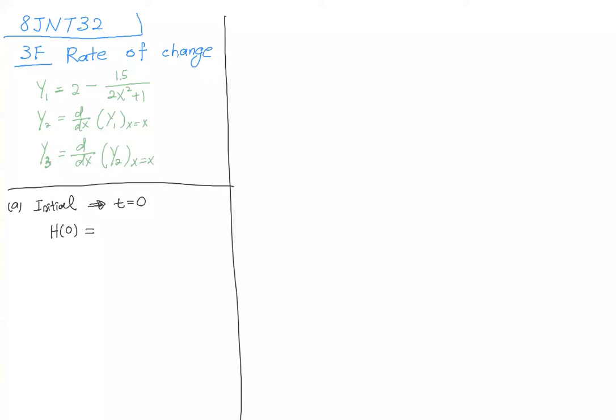So initial, in any situation when you deal with time, the word initial means t equal to 0. So if they want initial height, it means they want to know what the height is when t equal to 0. So you can use your GC, call out your Y1, then you put in 0. Okay, Christopher, can I have the answer?